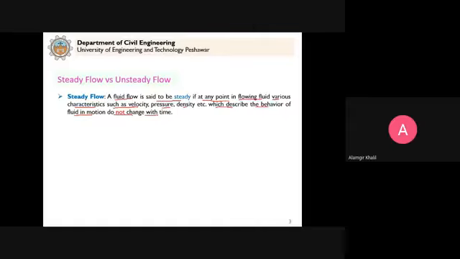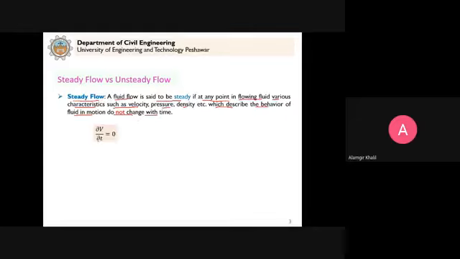When the fluid characteristics, for example, velocity, pressure, density, discharge, etc., when these characteristics do not change with time, we say that it is steady flow. Remember, it has to do with the time. If the flow characteristics do not change with time, we say that this is steady flow.